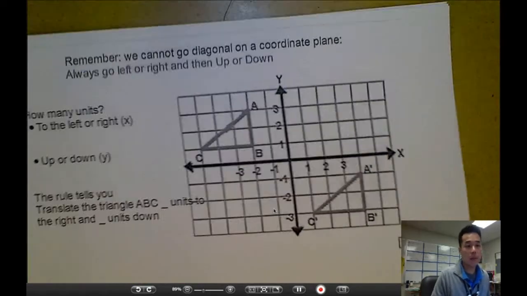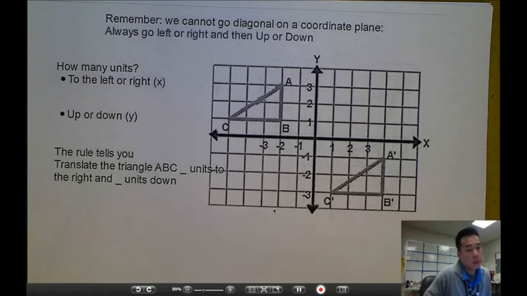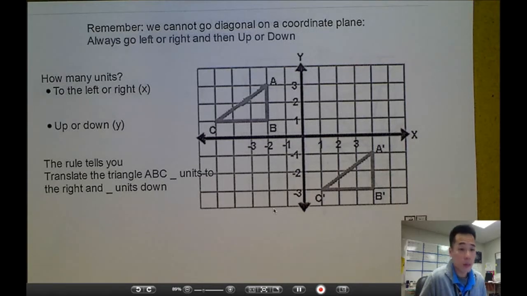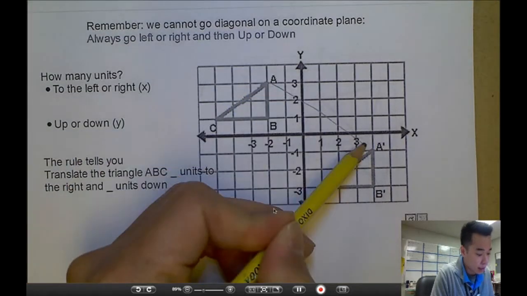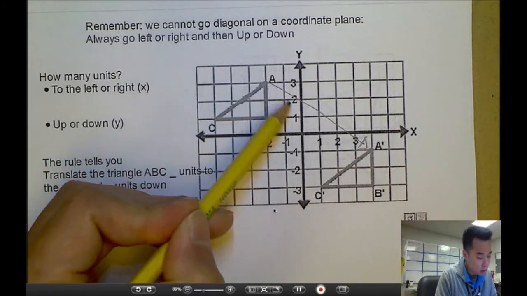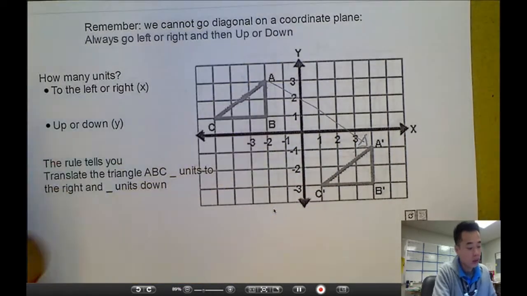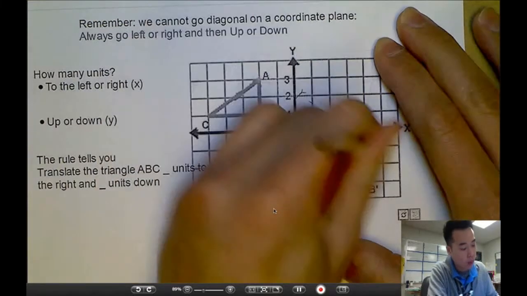Our first example is the same one. Remember, we can't go diagonal on a coordinate plane. The only time that we usually go diagonal is when we have a rate of change or slope. So I can't really go like this and go, okay, I went 1 unit, 2 units, 3 units, 4 units, 5 units. That does not work. So therefore, we have to describe left or right or up or down.